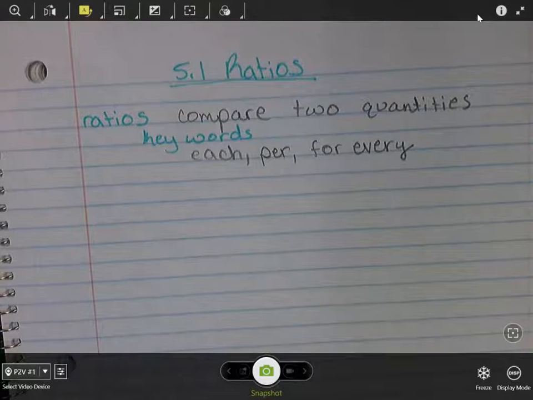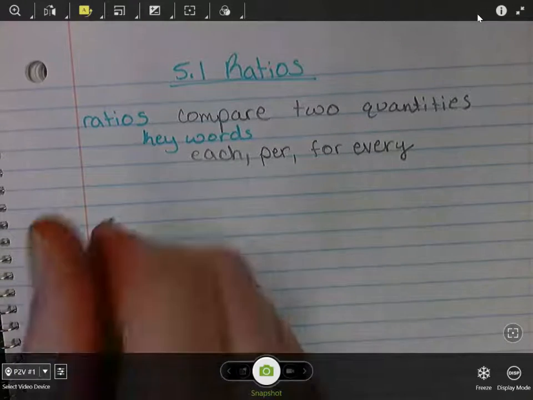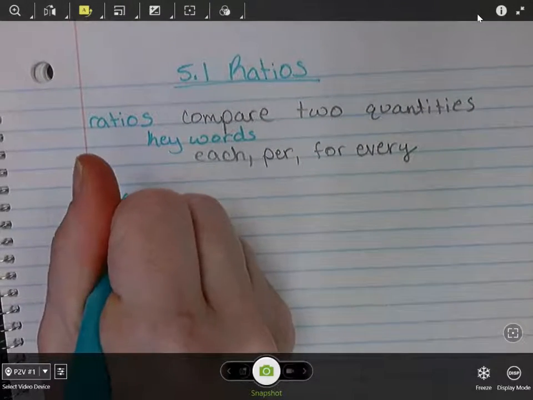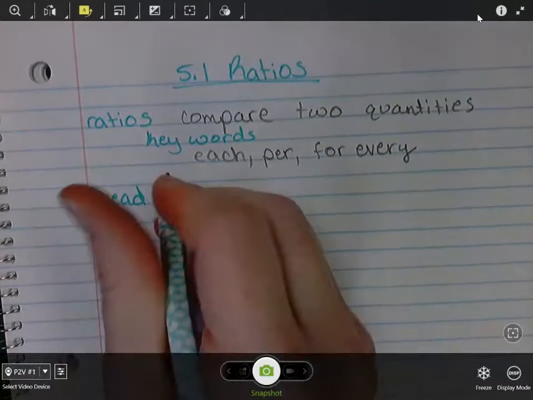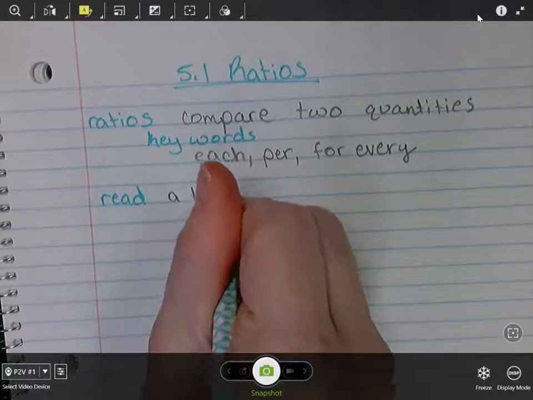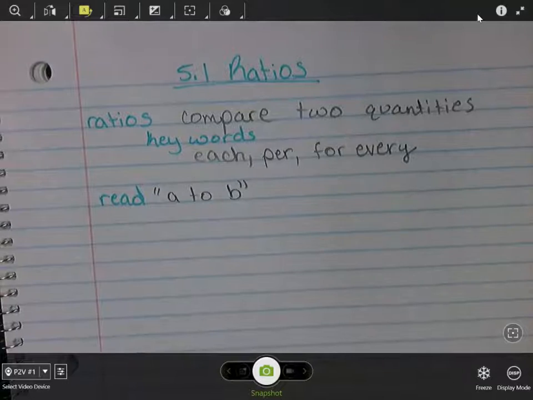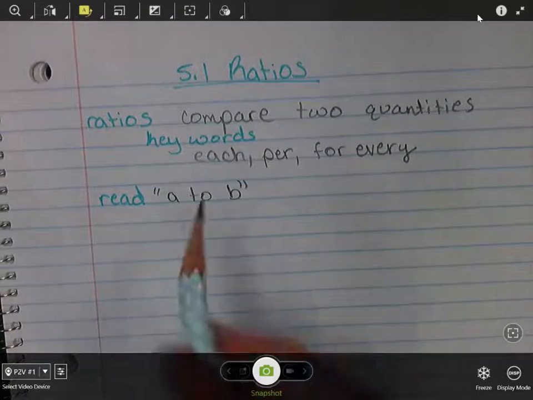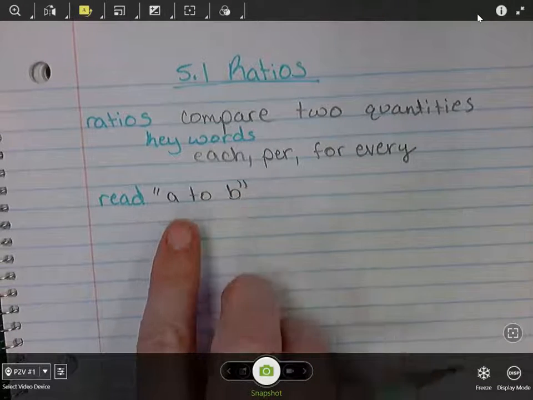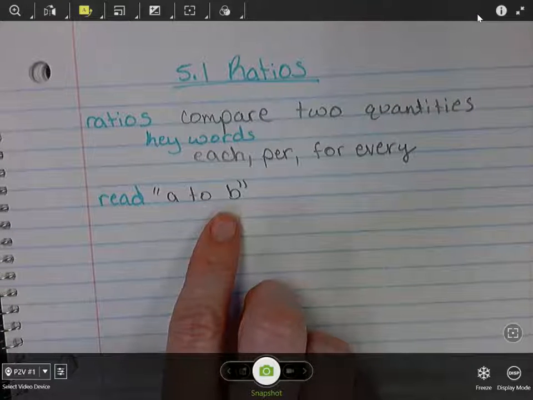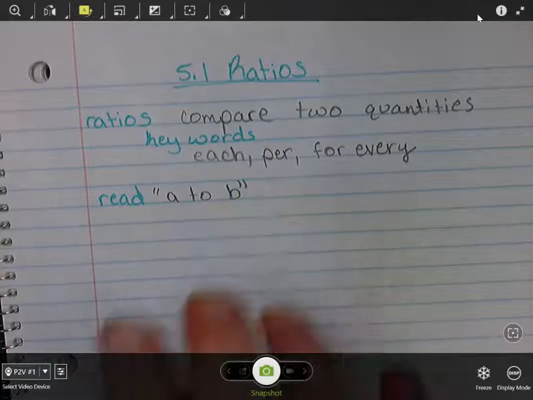So if you see these words, that means it's a ratio. Okay? And how you read a ratio, it's read A to B. Whenever you read a ratio, you say A to B. And the A and B represent numbers. So it could be like 1 to 2, 2 to 3, 6 to 7, 7 to 4. That's how you read a ratio.